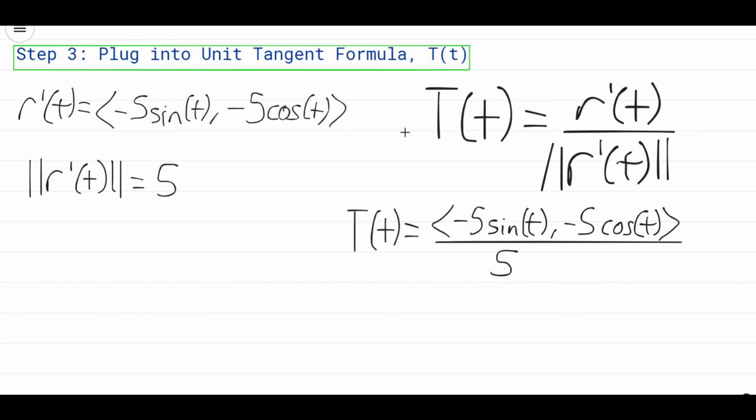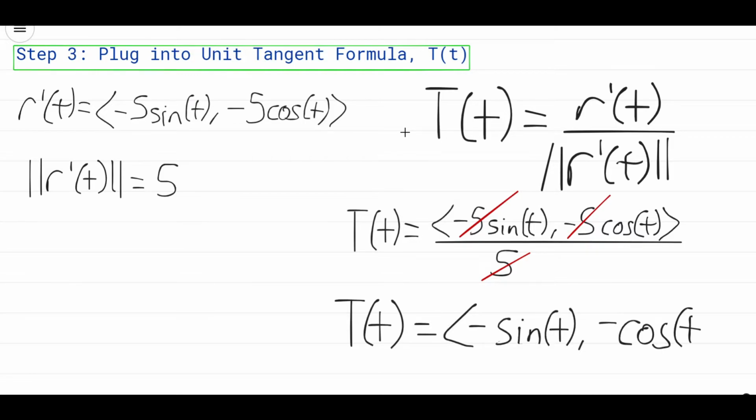From there, we can cancel the 5's. The 5's will cancel out with the denominator, and what we're left with is negative sine of t, negative cosine of t. And that's our unit tangent vector.